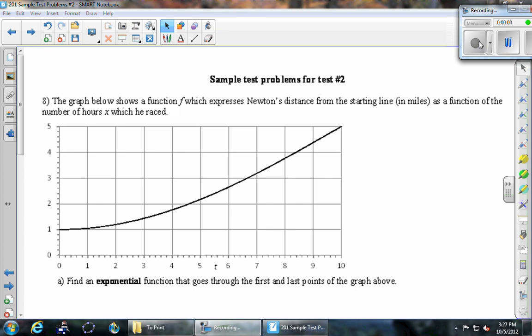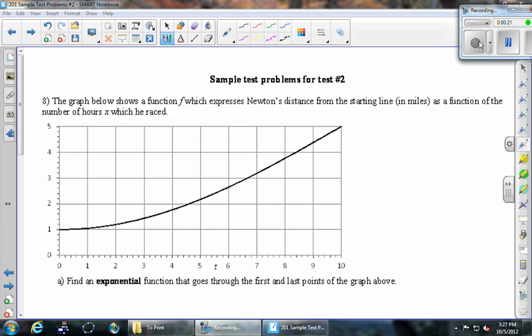This is problem number 8 on the sample test problems for test number 2. The graph below shows a function f, which expresses Newton's distance from the starting line in miles as a function of the number of hours x, which he raced. A, find an exponential function that goes through the first and last points of the graph above.